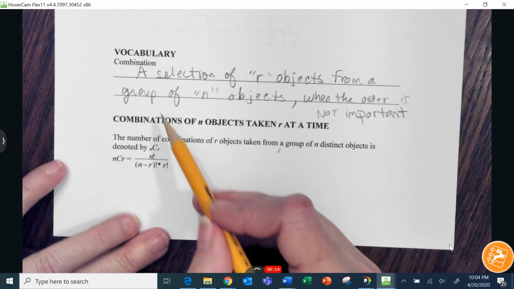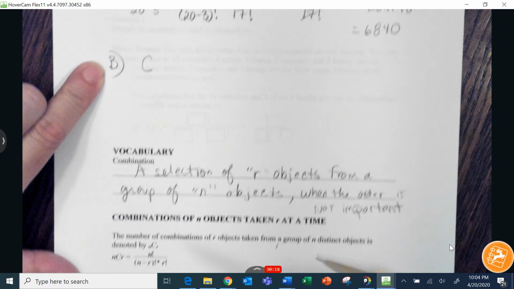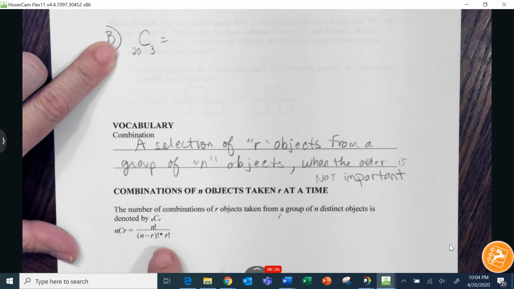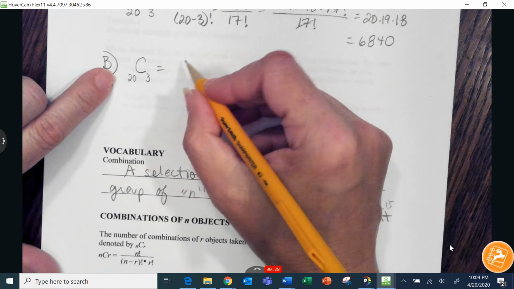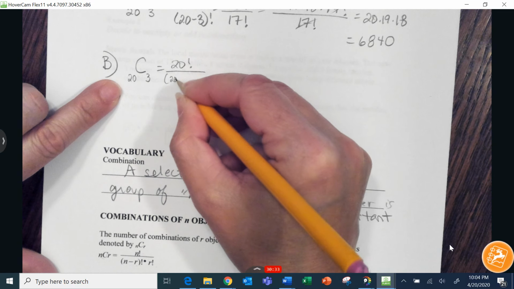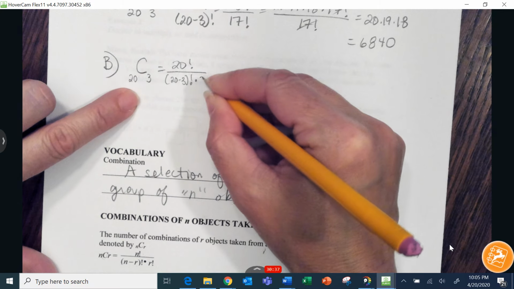So I'm going to go up here and we're going to set this question B up. We have 20 people in the class and we're choosing 3 of them. But since order doesn't matter, we're going to use this combination formula. We're going to do 20 factorial over 20 minus 3 factorial. And then we're going to multiply the denominator by 3 factorial.